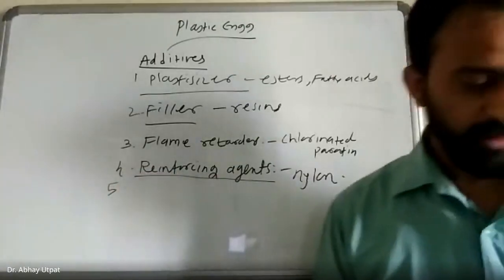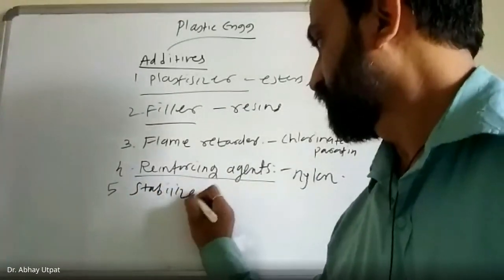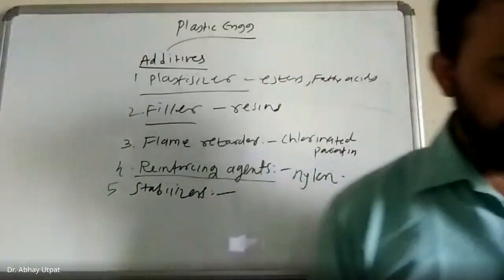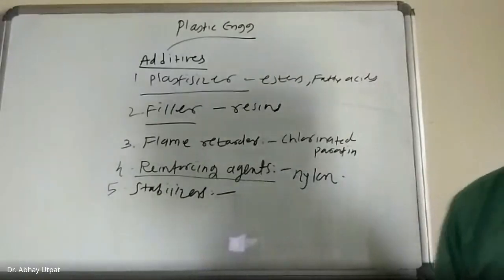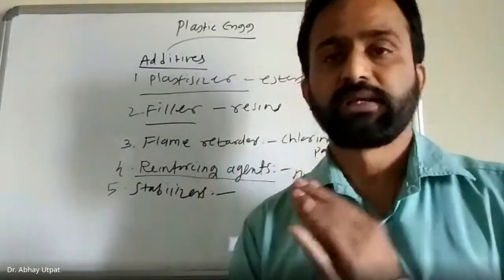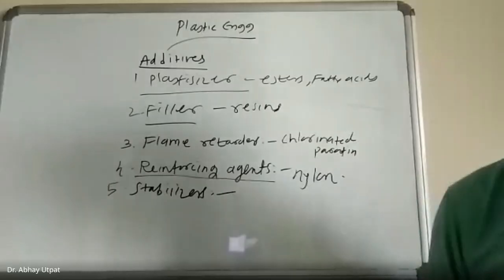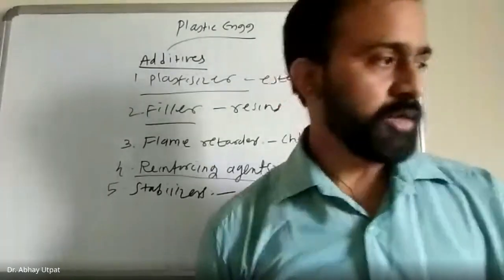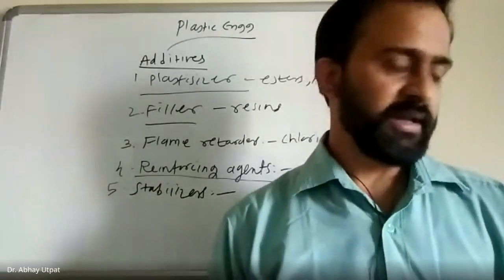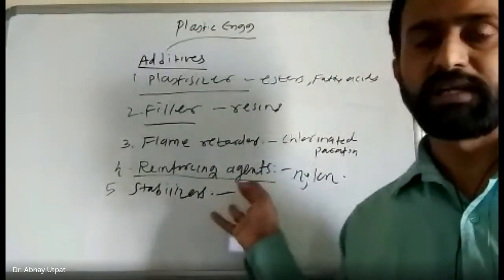Then stabilizers. Stabilizers are used to stabilize the properties, meaning they will not deteriorate or decrease the properties. Stabilizers are elements such as carbon black and benzophenones. These are added into the plastic material for increasing the stability. So you can write: for increasing the stability.